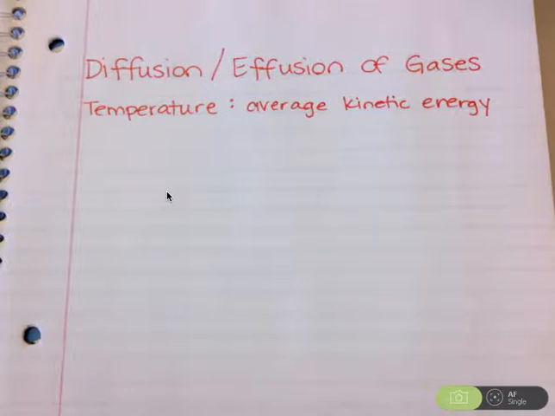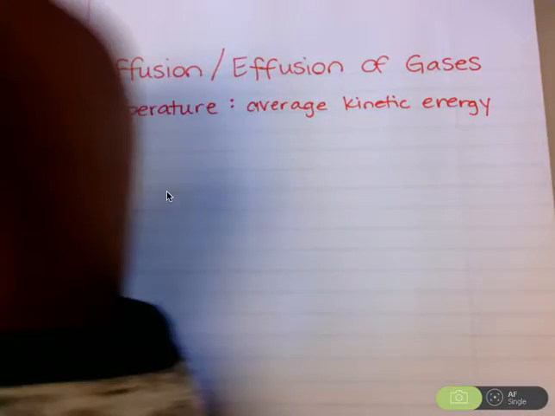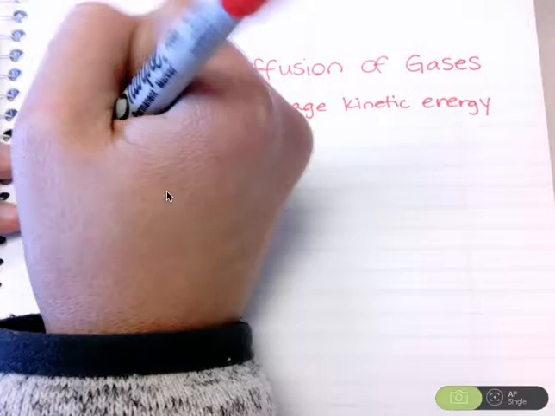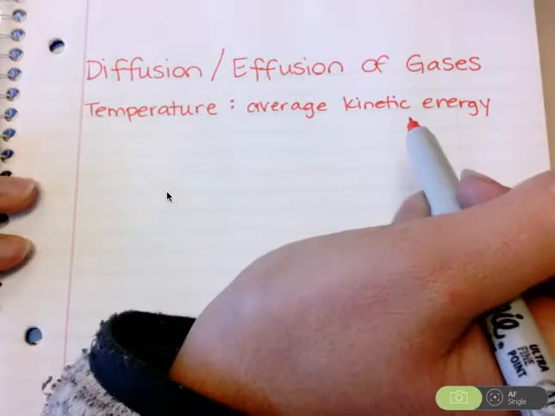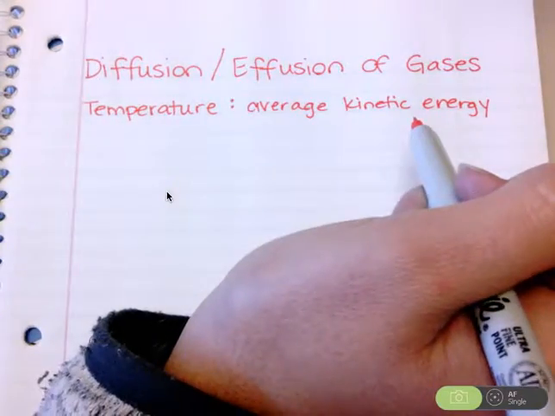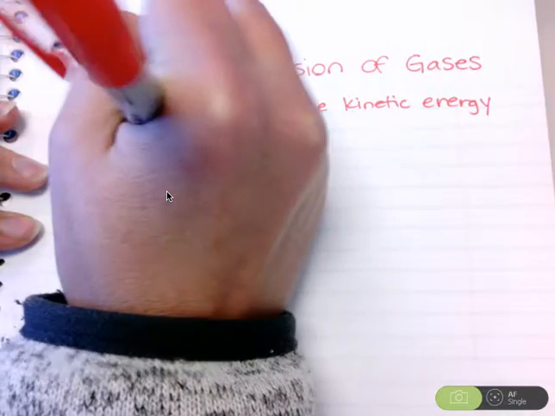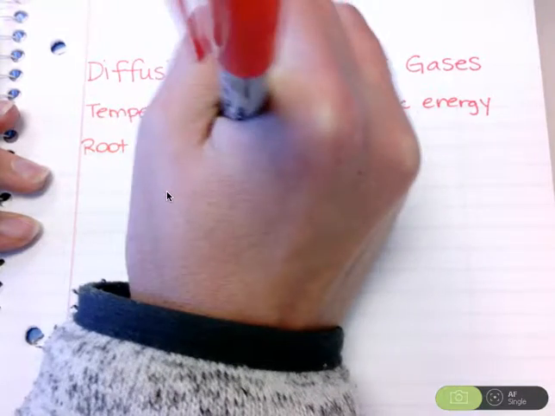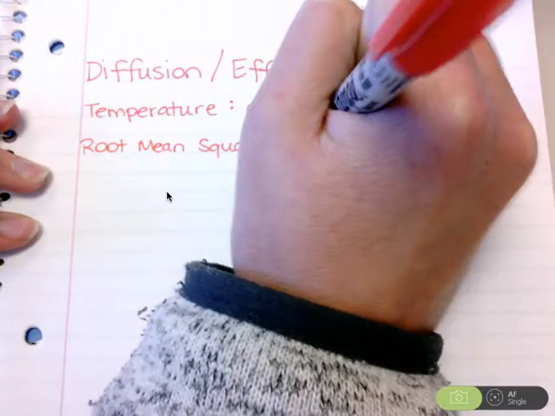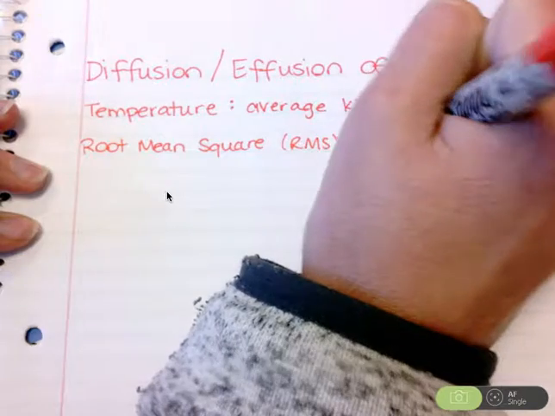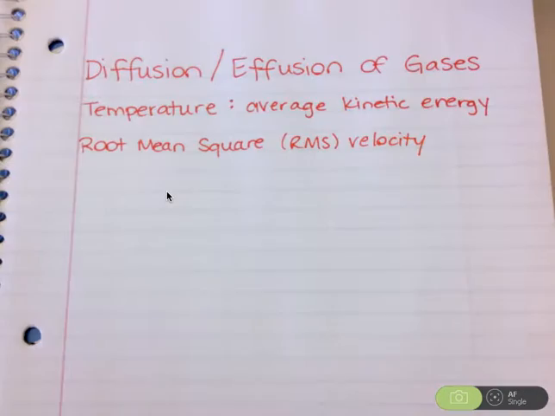Because temperature means average kinetic energy, we can find its velocity. Now, knowing how fast molecules are moving is a special relationship, and for gases, we have to do that as a root mean square, or RMS, velocity. If you want to look into that more deeply, the equation is derived in your textbook.